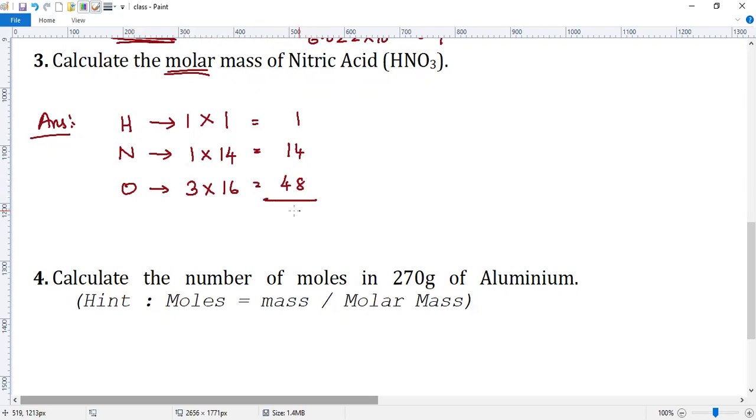So you have to add everything. You will get 63, ma'am. Excellent, 63 u. So what will be the molar mass? 63 g, ma'am. Excellent. 63 grams will be the molar mass of 1 mole of HNO3 stated in grams. Okay.